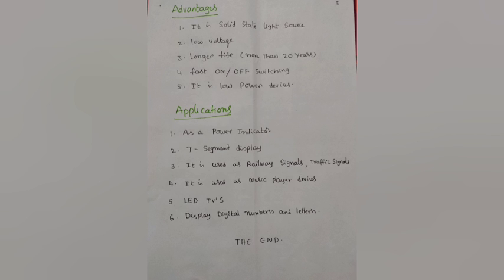What are the applications? It acts as a power indicator, and it is also used to design 7 segment displays. It is used in railway signals, traffic signals, etc. It is also used in music player devices, LED TVs, and to display digital numbers and letters. These are some important applications of LEDs.